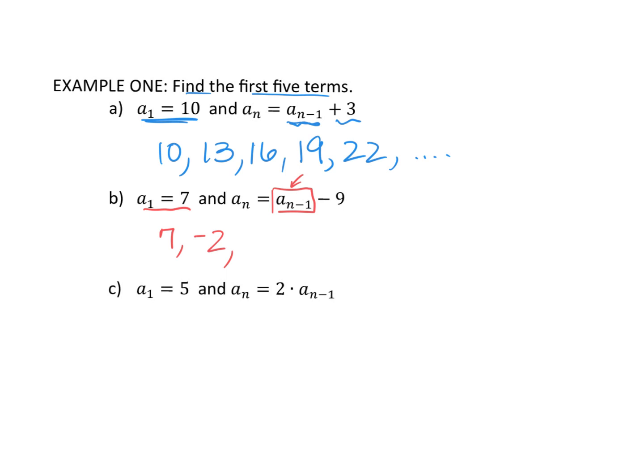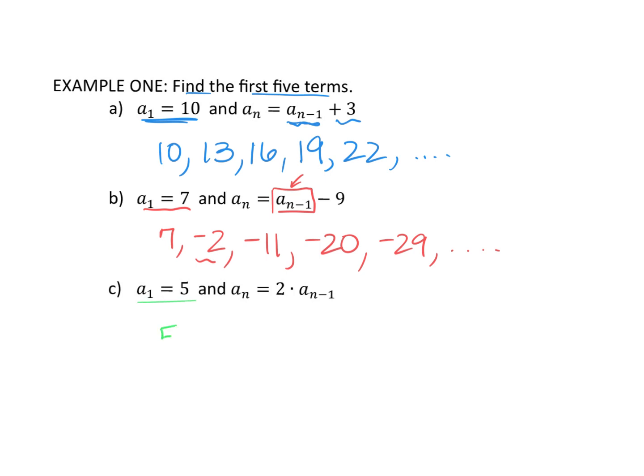To find the next term, I'm going to do whatever I had before, the second term, take away 9, which gives me negative 11. Again, take away 9, which is negative 20, take away 9, which is negative 29, and it keeps going. Okay, why don't you pause the video and try the third one on your own.